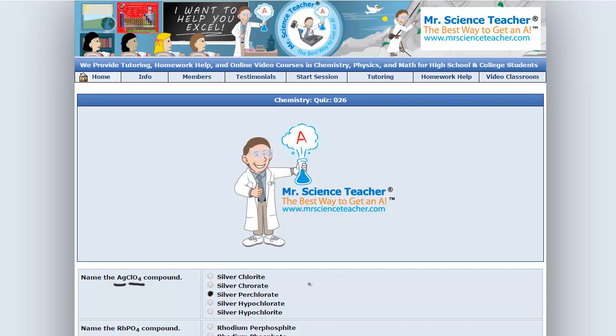Do you remember what silver is? Silver, Ag, is a +1. And perchlorate, ClO4, that's a -1. All right, silver perchlorate, +1 -1 equals 0.